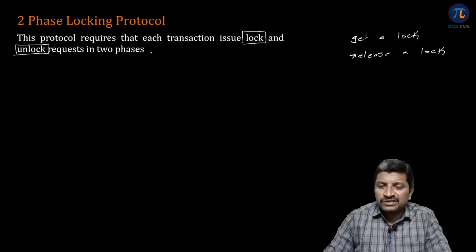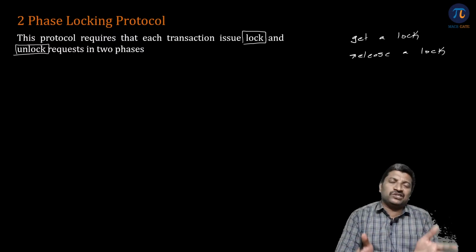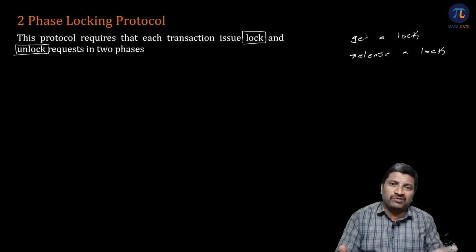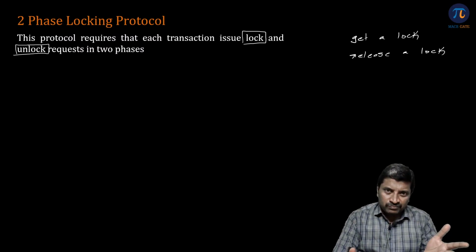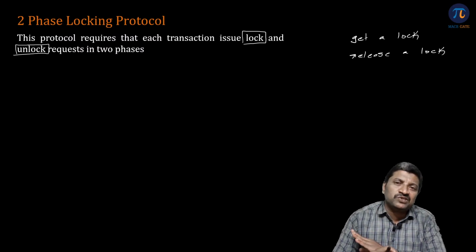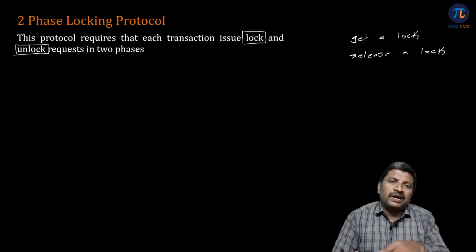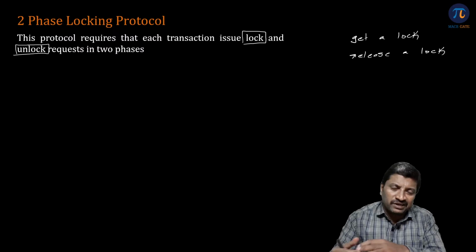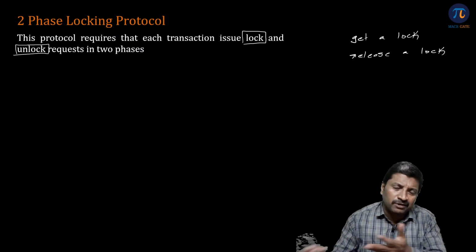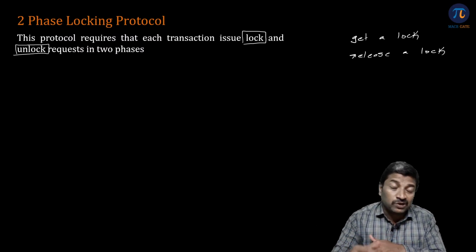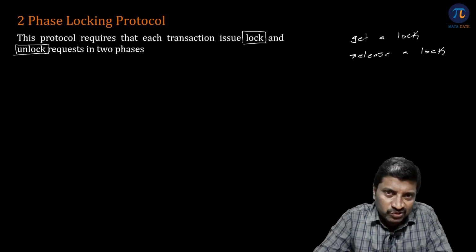What are two phases? Something like in the morning session, I can get all the locks, whatever I want. Once the morning session is over, in the afternoon session, I should not request any lock. I can release my locks. I can release the first lock, then I can do some work again. I can release the lock for the second data item. Like that I can release, but I should not request a new lock in the afternoon session.